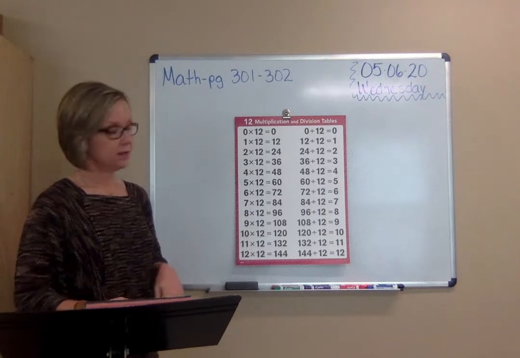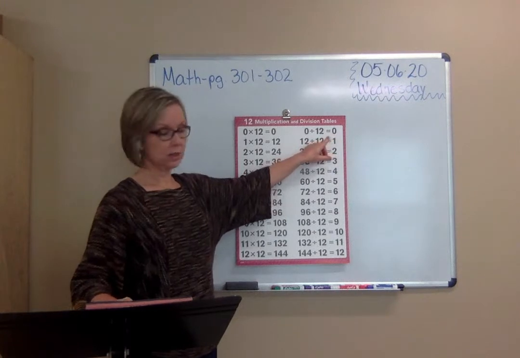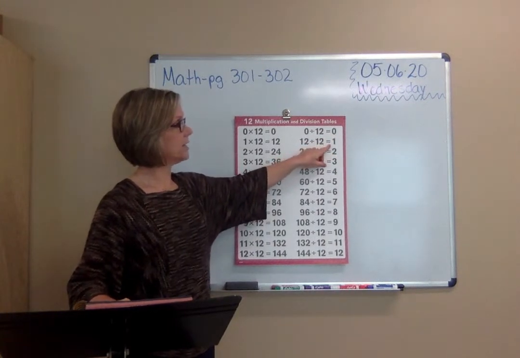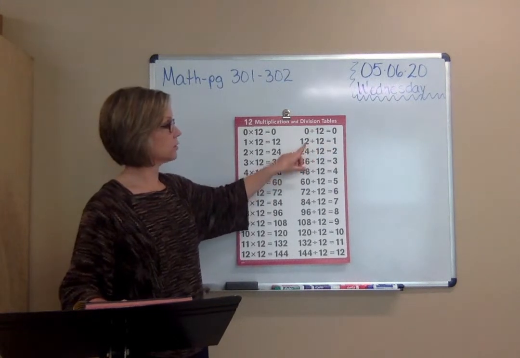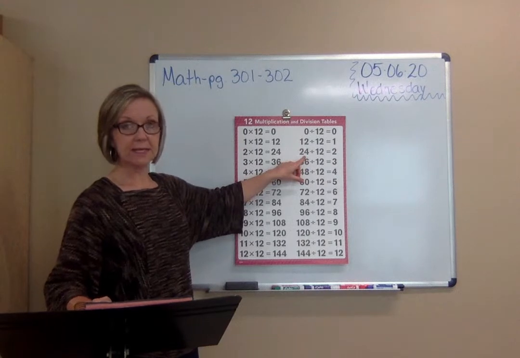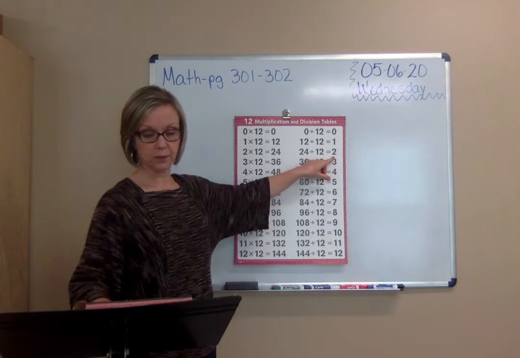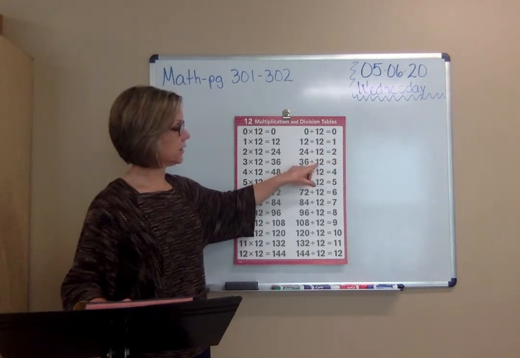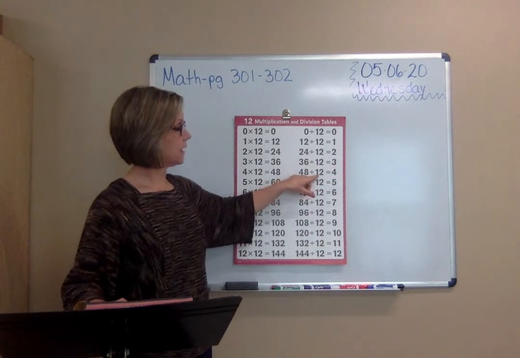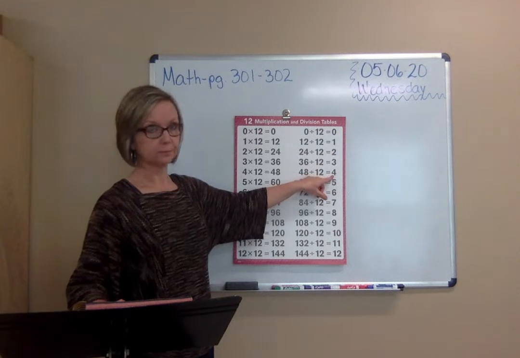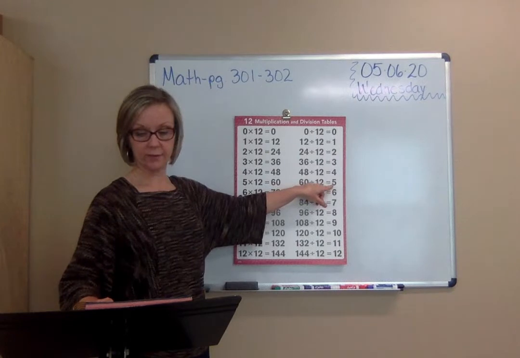All right, here we go. 0 divided by 12 equals 0. 12 divided by 12 equals 1, because if we check that, we can say 1 times 12 equals 12. C, 24 divided by 12 equals 2. D, 36 divided by 12 equals 3. 48 divided by 12 equals 4. 60 divided by 12 equals 5 for F.